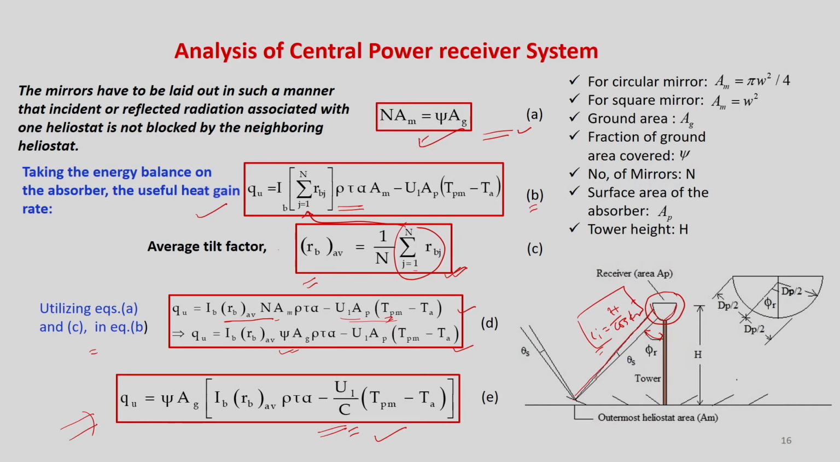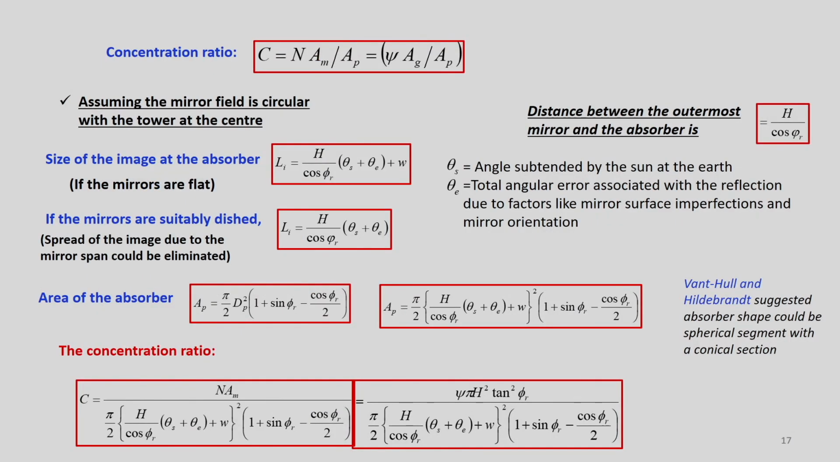Now let us define the concentration ratio, which is nothing but n into Am divided by Ap, which is nothing but xi Ag divided by Ap. So, we can use this expression in the last Qu expression, and we can write the useful heat gain in terms of the concentration ratio. As we have defined, the distance between the outermost mirror and the observer is h by cos of phi r.